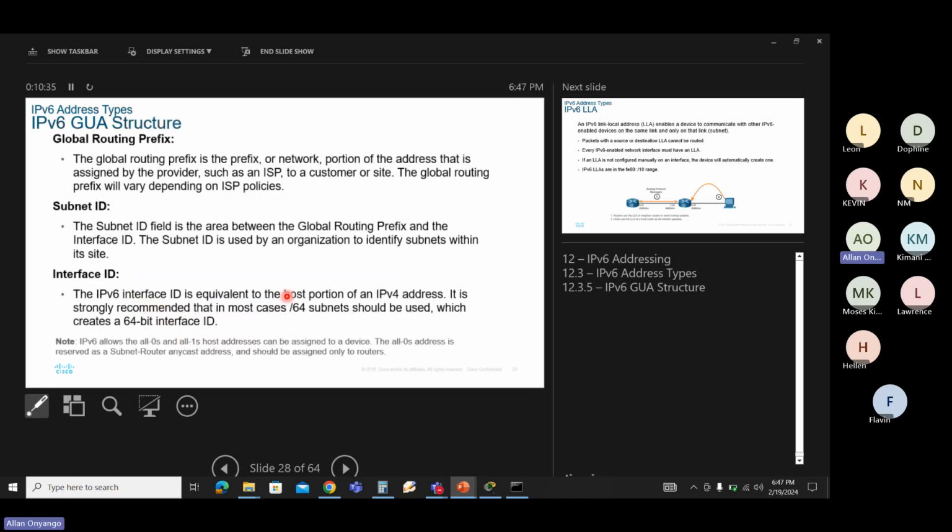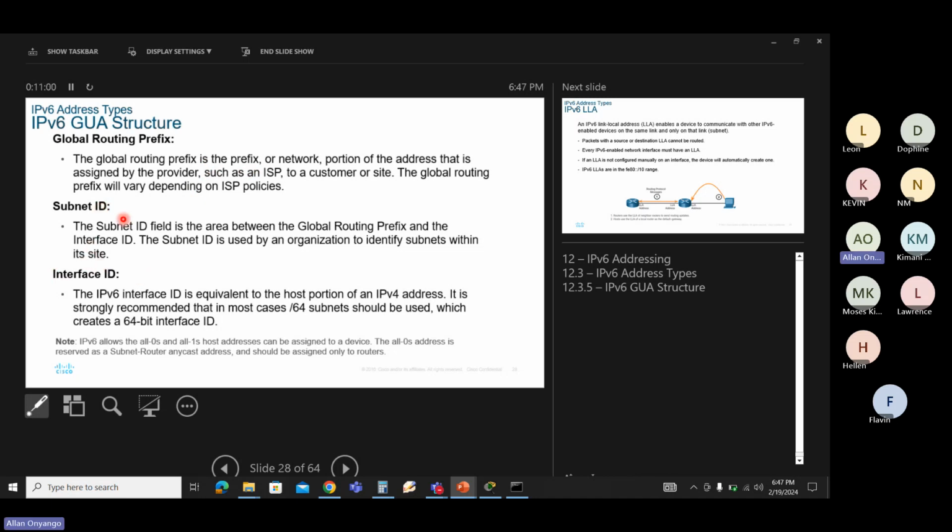Now, these are the three parts, of course. The global routing prefix is similar to the network portion of IPv4. By the way, this is the part that is given to you by the ISP. The ISP will give you the global routing prefix. This is what the provider will provide to the clients.